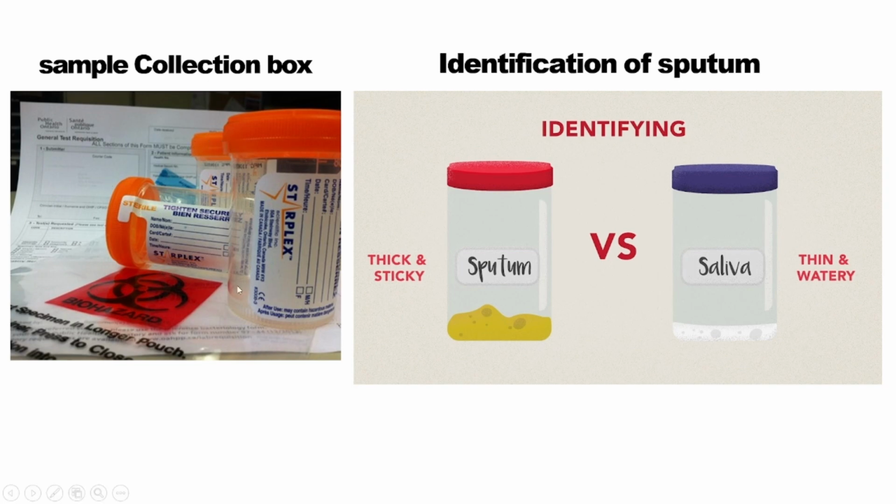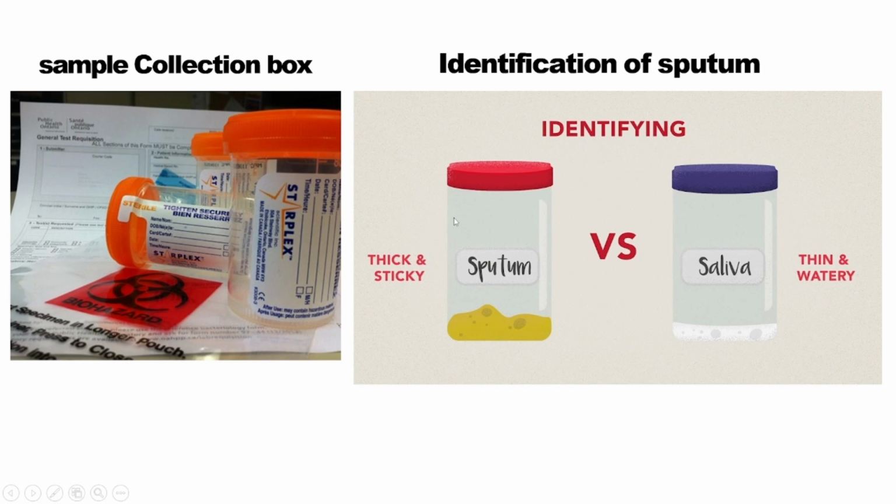It looks like this, as you can see in this picture. And after that, in the next picture, you can identify the sputum and the saliva. What's the difference between the sputum and the saliva? The sputum is thick and sticky, while the saliva is thin and watery. So for the diagnosis of Mycobacterium tuberculosis, we mainly prefer the sputum, which is thick and sticky.